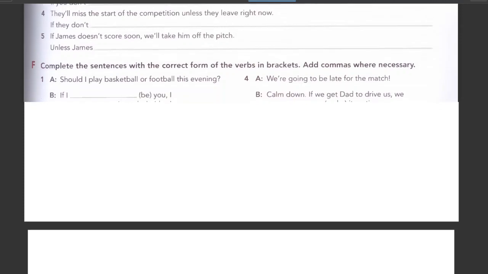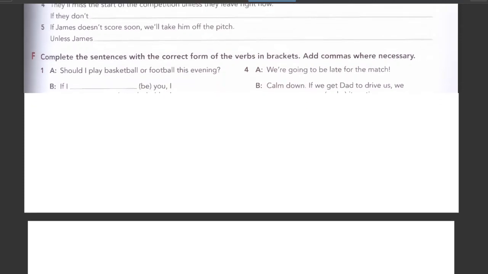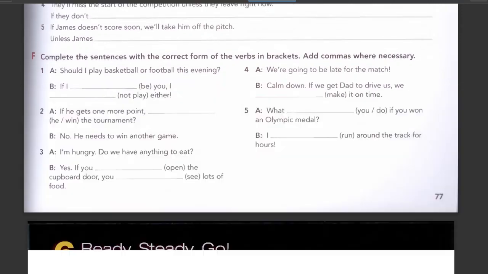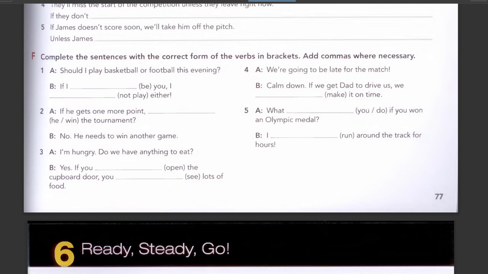Now, exercise F. Complete the sentences with the correct form of the verbs in brackets. Add commas where necessary. Okay, so please add commas. Commas is very important when we are writing conditional. Kalau tak ada comma, penanda kecil sahaja tu, your sentence could be wrong. Alright, so we'll do number 1 as an example together. Should I play basketball or football this evening? If I be you, I not play either.